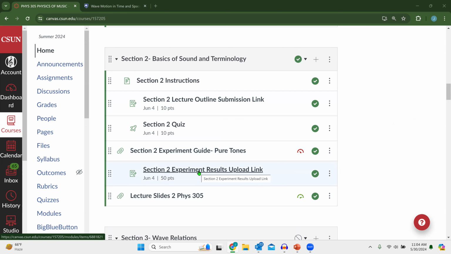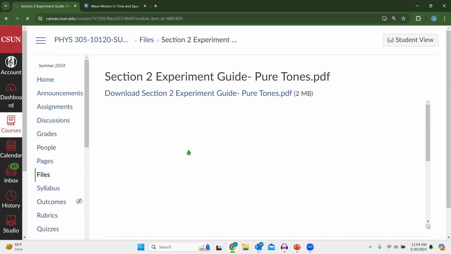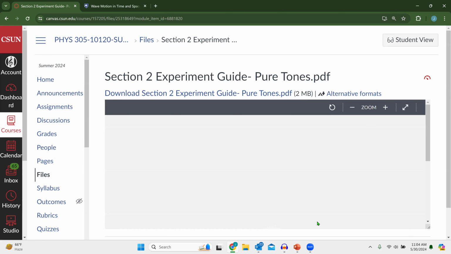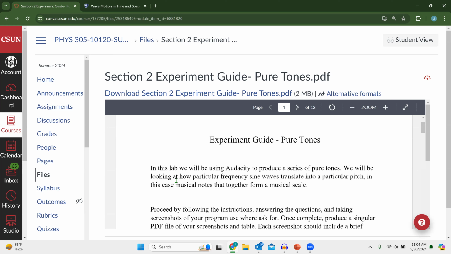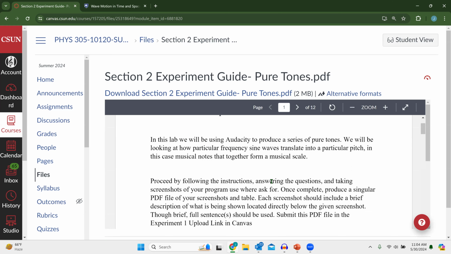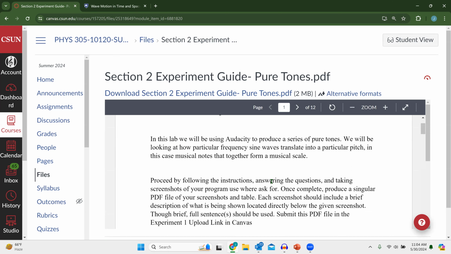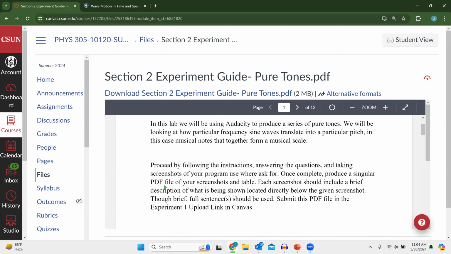So let's just take a look at the experiment guide, and then we can discuss some things further. All right. So experiment guide, pure tones. You're going to read through this stuff here, but ultimately we're going to produce a musical scale. And I'm going to show you how we're going to do this here. But notice some things right here.